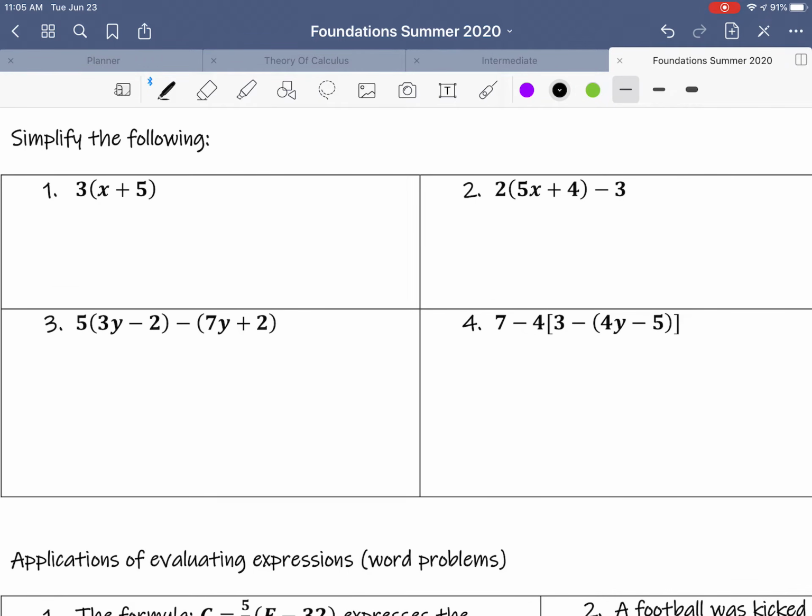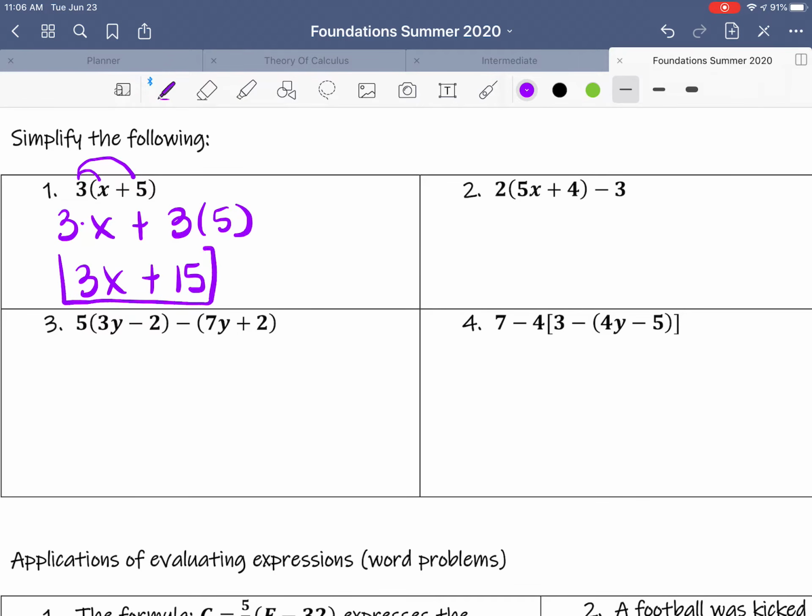Let's look at a couple examples here. These are really simple, very easy to do. We have 3 times (x plus 5). When the 3 is directly outside the parentheses, that means times, which indicates that we need to distribute. So that looks like 3 times x and 3 times 5. And that's done.